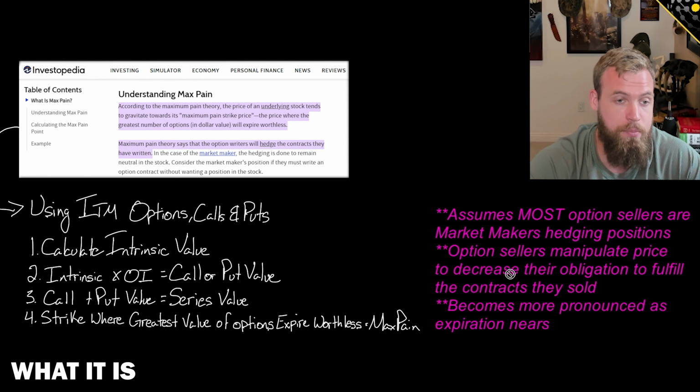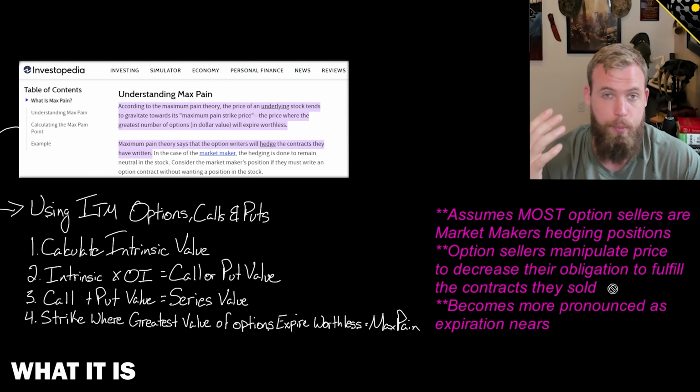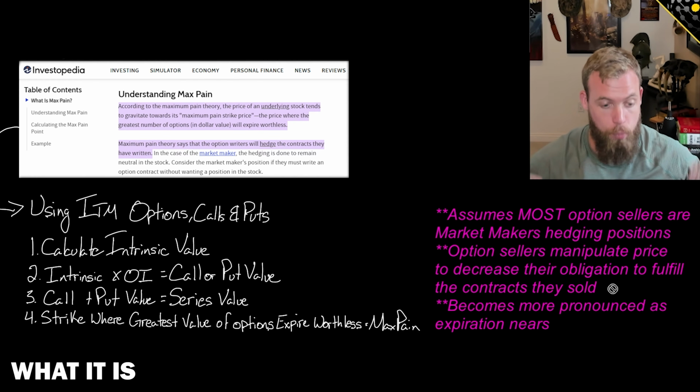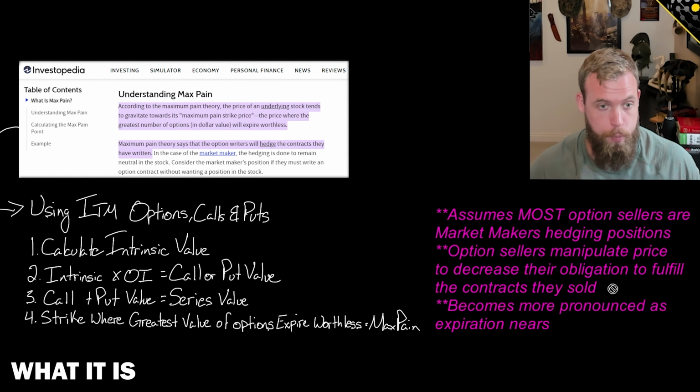But those same sellers, they would much rather the options they sold expire worthless. It's just a simpler transaction for them. They don't have to move any inventory. There's no weekend risk, anything like that. So the theory in general is market makers are the vast majority of sellers out there on the open marketplace. They would prefer their options to expire worthless.